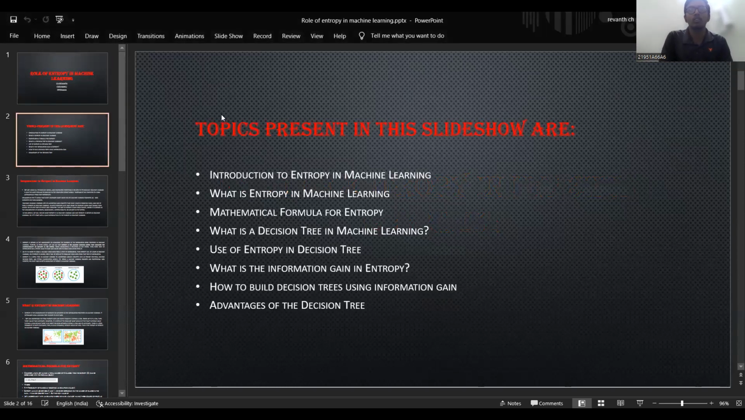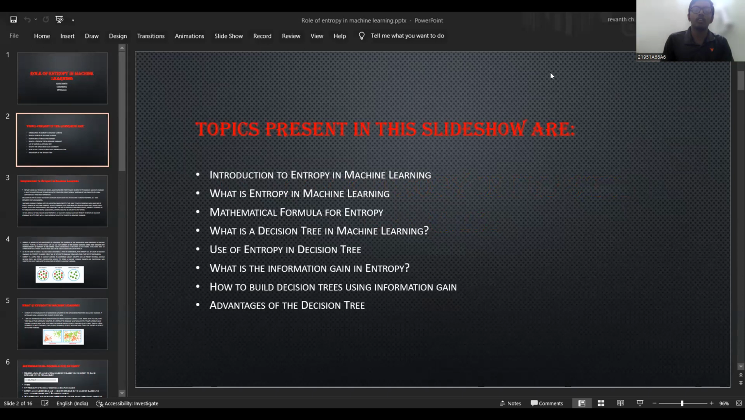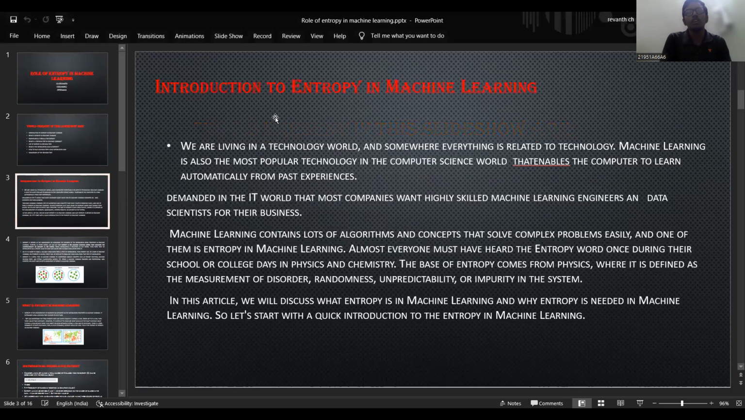The topics present in this slideshow are introduction to entropy in machine learning, what is entropy in machine learning, mathematical formula for entropy, what is a decision tree in machine learning, use of entropy in decision tree, what is information gain in entropy, how to build decision trees using information gain, advantages of the decision tree.